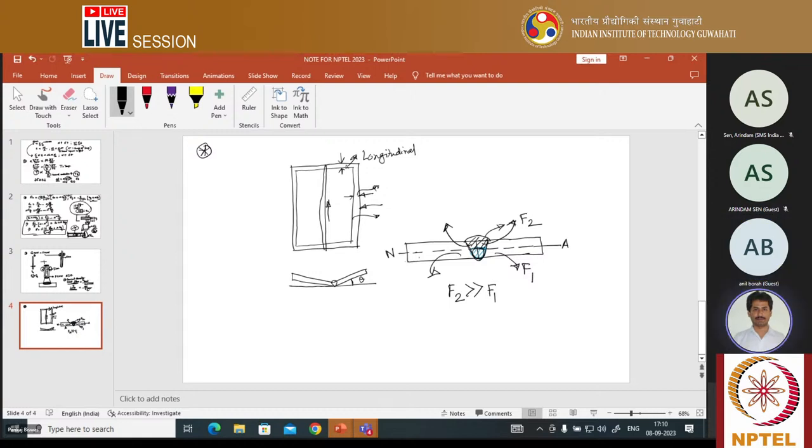Due to this, what happens? Due to the shrinkage force, your plate is subjected to some bending or angular deformation, which is like this. Do you understand what I'm telling? So it is not able to sustain its original position or original shape. It bends like this.